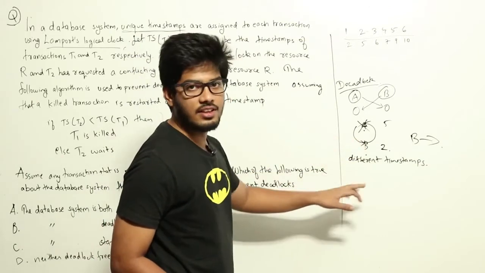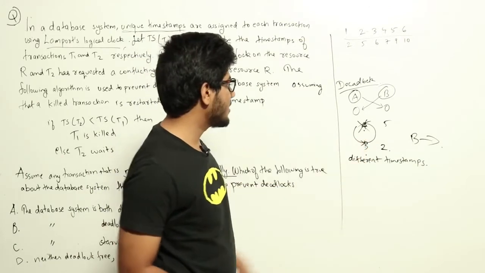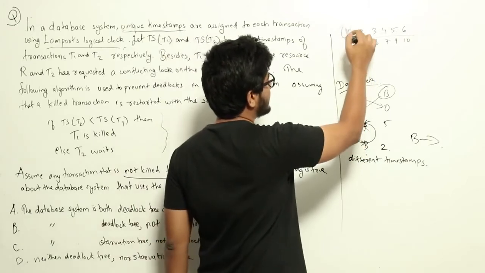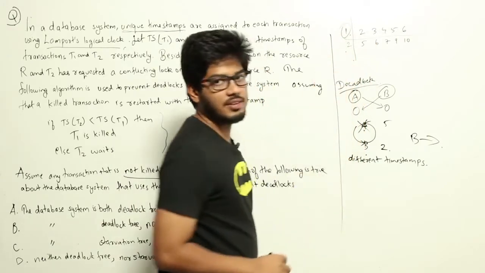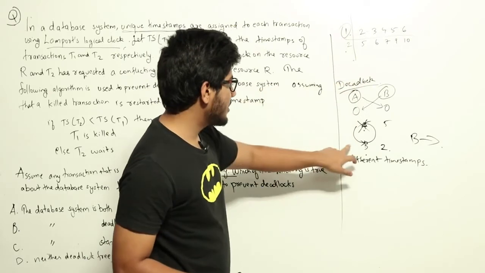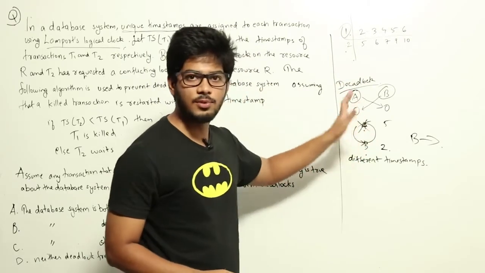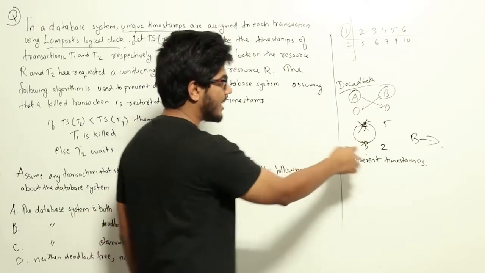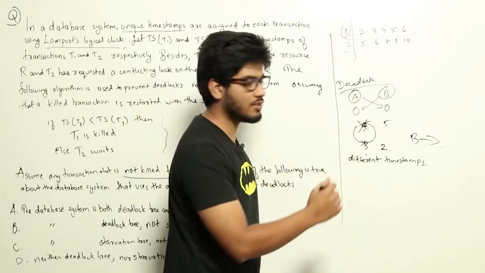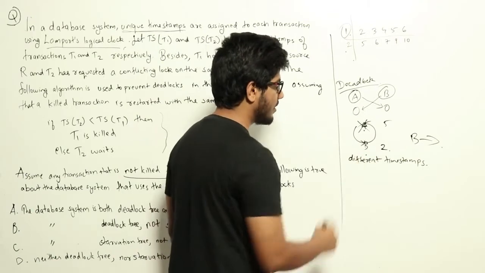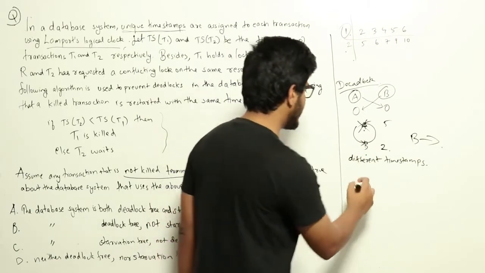In the question, it's clearly given everyone has a unique timestamp, meaning there would be at least one process which has the smallest timestamp or the highest priority here. Similarly, whenever two or more processes are considered, one will always have the smallest timestamp. So that process can kill all the other processes and obtain the locks from them. So a deadlock will never occur in this scenario. So this is deadlock free.